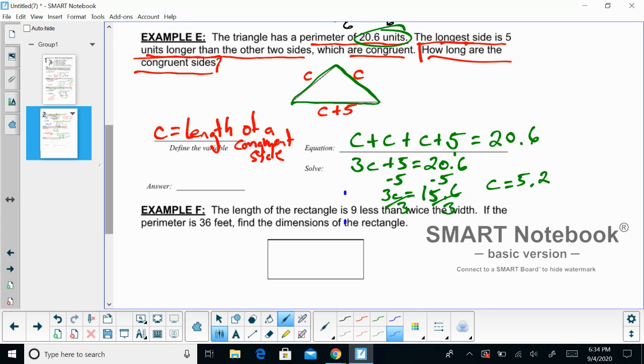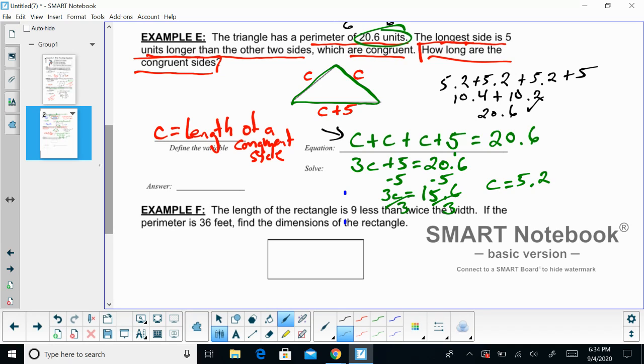See if your answer is correct. To check my answer, I'm going to plug 5.2 in for C. So I'll have 5.2 plus 5.2 plus 5.2 plus 5. Just plugging it in for every one of my C's in my equation. 5.2 plus 5.2 would be 10.4. Plus 5.2 plus 5 would be 10.2. Adding these two together, I'd have 20.6.